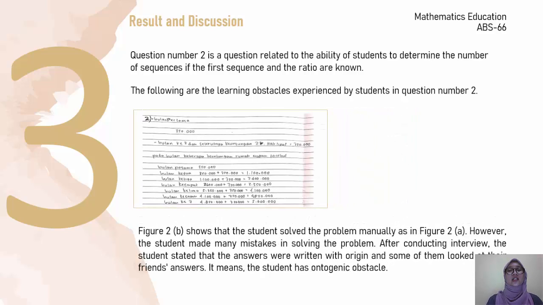And next, the learning obstacle experienced by student in question number 2. On figure 2b, we can see the student solved the problem manually as in figure 2a. However, the student made many mistakes in solving the problem. After conducting interview, the student stated that the answers were written randomly, and some of them looked at their friend's answer. It means the student has ontogenic obstacle.